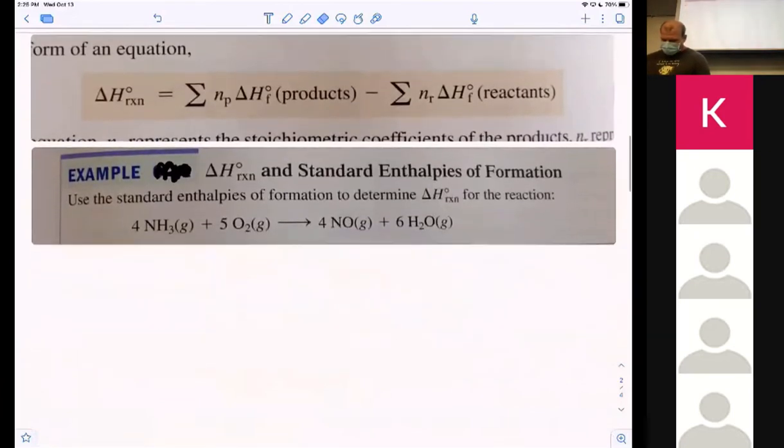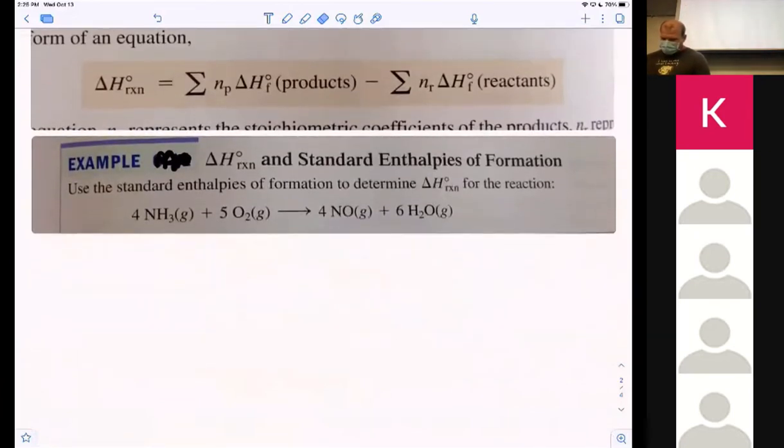So because things are path independent, you can do this. The standard, so remember the zero is standard. The standard heat of reaction equals the sum of the number of moles of products times the heat of formation of the products minus, and this capital sigma means sum, the sum of the moles of reactants times the heat of formation of reactants.